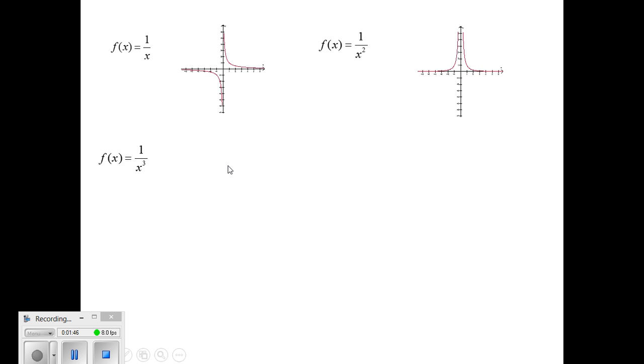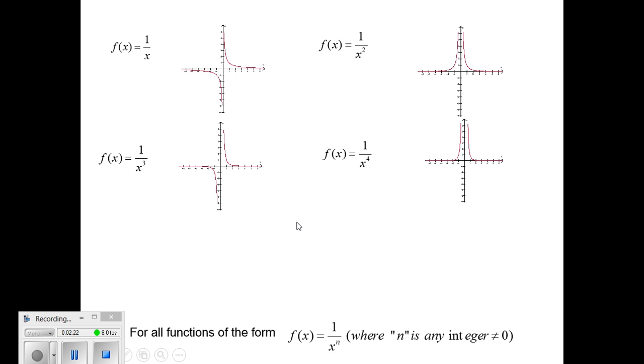Continuing on, 1 over x cubed. We should surmise that that's going to look very much like 1 over x. And it does. It tends to flatten out. It tends to move towards the x-axis a little bit more quickly. That's the horizontal asymptote. Seems to be moving there a little bit more quickly, but generally the shape is the same. 1 over x to the 4th should mimic this 1 over x squared in many ways again, although seemingly moving towards the asymptote a little bit more rapidly.